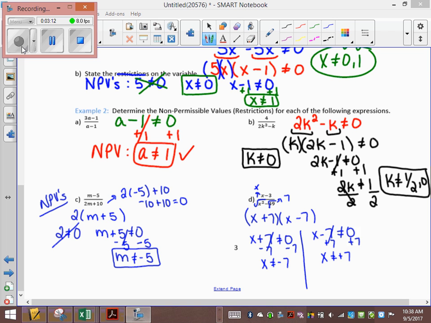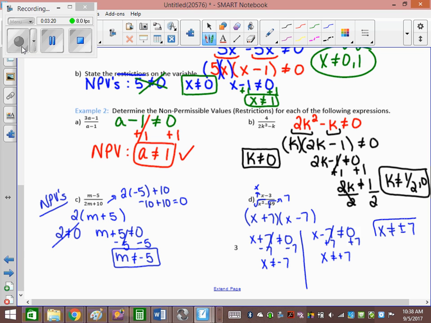Now the way they'll often have them written is together. So they'll write them together like this. X cannot equal plus or minus 7. Positive sign over a negative sign, 7. They don't usually have them written out separately if it's the same number.